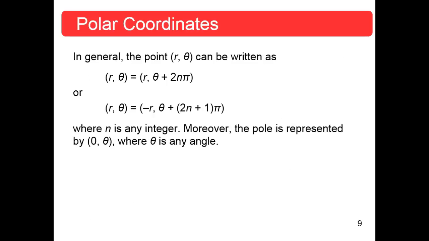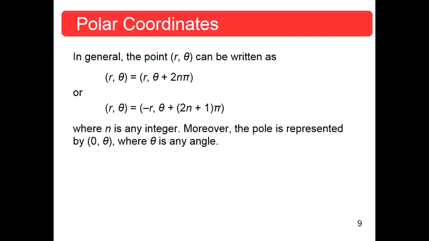Okay. In general, the point (r, theta) can be written as (r, theta plus 2n pi), and (r, theta) could also be written as (negative r, theta plus (2n plus 1) pi). In other words, your odd-number multiples of pi, where this is the even number multiple of pi, where n is any integer. Moreover, the pole is represented by (0, theta), where theta is any angle.